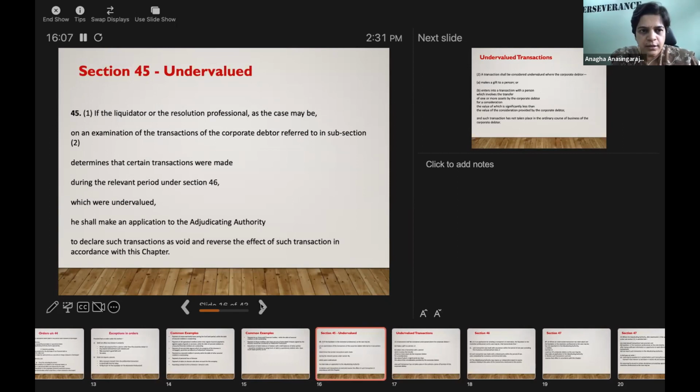Now, undervalued transaction, which is under section 45. Again, if the liquidator or the RP, as the case may be, so here, either during the CIRP or during the liquidation, these transactions can be identified, and we can report those transactions to NCLT. On an examination of the transactions of the CD referred to in subsection 2, determines that certain transactions were made during the relevant period under section 46, which were undervalued, he shall make an application to the NCLT to declare such transactions as void and reverse the effect of such transaction in accordance with this chapter.